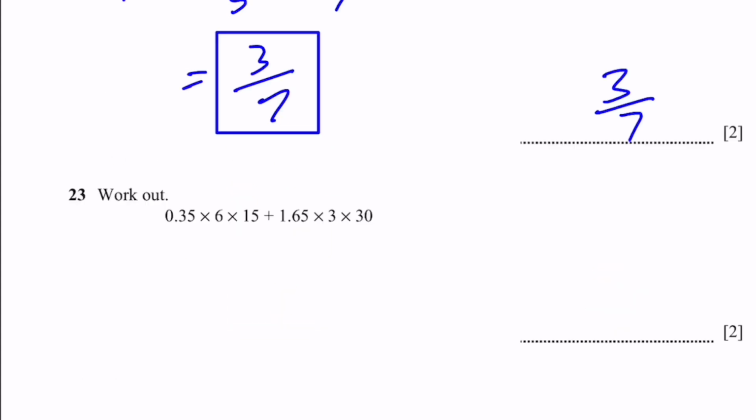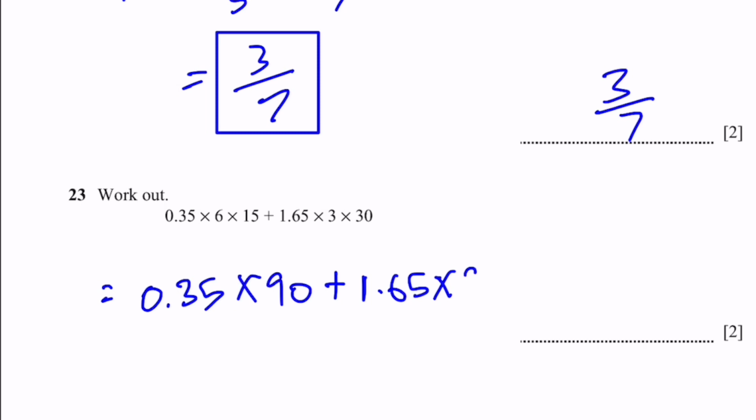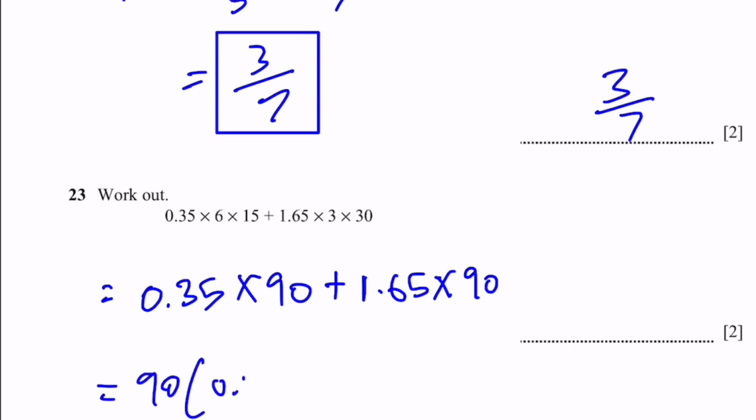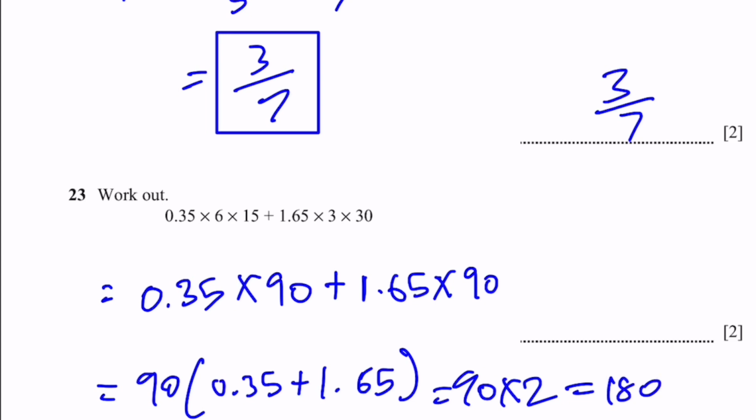Question 23. Work out 0.35 into 6 into 15 plus 1.65 into 3 into 30. We can simplify it like this. 0.35 into, what's 6 into 15? 90. Plus 1.65 into, what's 3 into 30? 90. Now because these two are common factors, we can take it out. 90 into 0.35 plus 1.65. And if you realize, this will be equal to 2. So 90 multiplied by 2, which is 180.